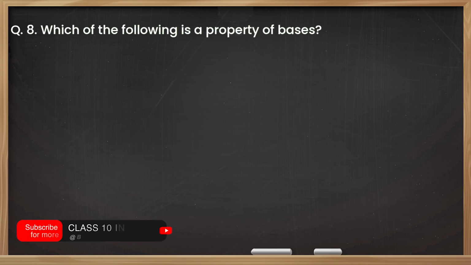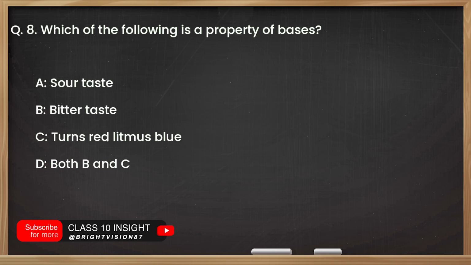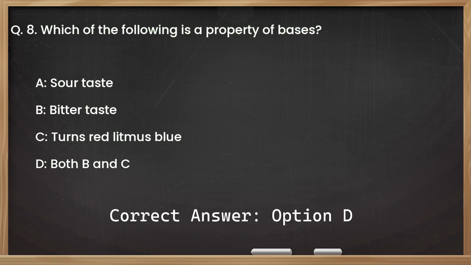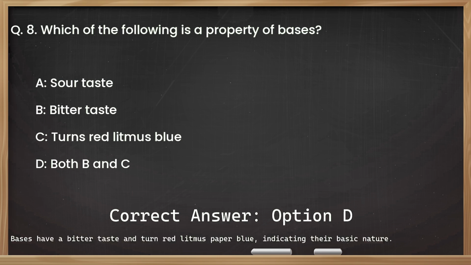Question 8. Which of the following is a property of bases? Option A, sour taste. Option B, bitter taste. Option C, turns red litmus blue. Option D, both B and C. You have 5 seconds to answer the question. The correct answer is option D, which is both B and C. Bases have a bitter taste and turn red litmus paper blue, indicating their basic nature.